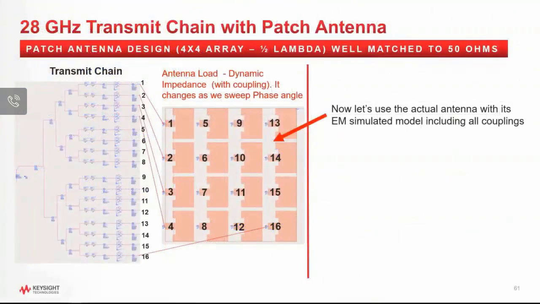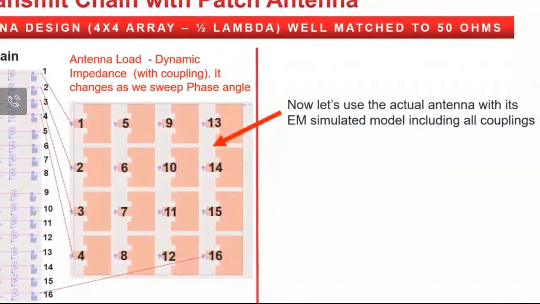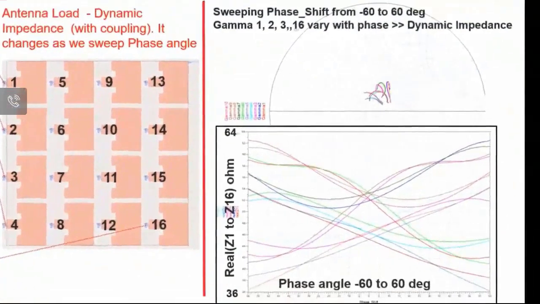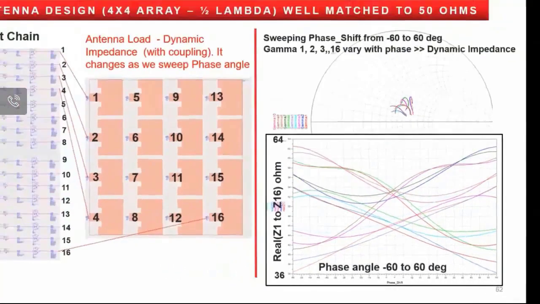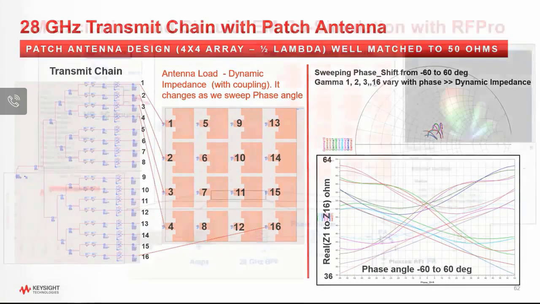But now watch this. When I include the actual antenna EM simulation, including the coupling between all patches, look at the results. Look how the impedance is dynamically changing with the change in phase angle. And that is due to the coupling effect between the patches, which dynamically change as we change the scan angle. This dynamic impedance could result in reduction of output transmit power, and it could be significant and cause a blind spot, which is a very important issue in the design of 5G systems.